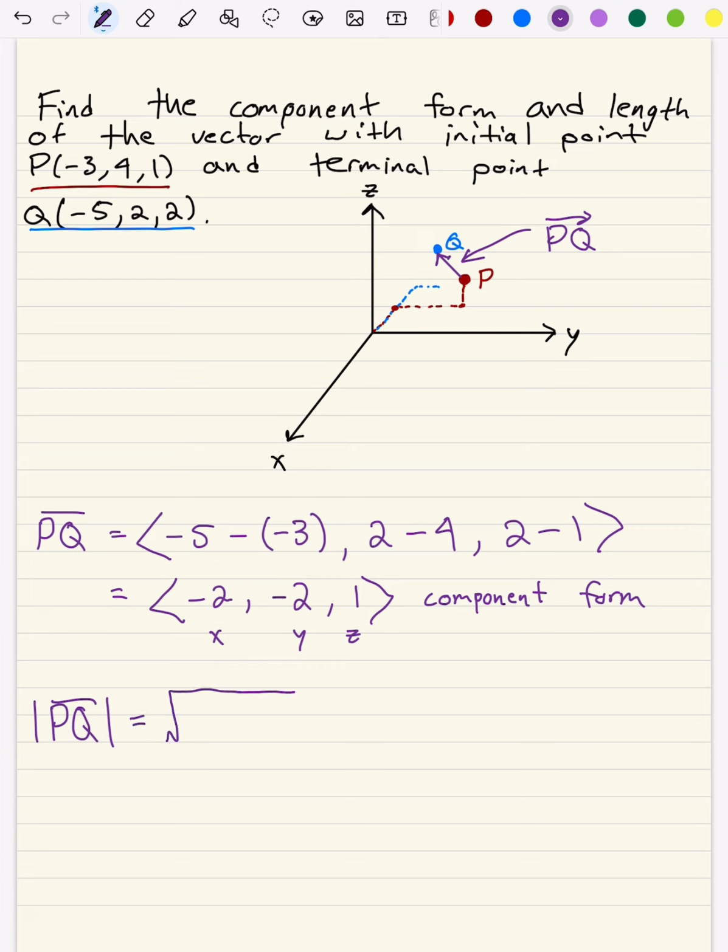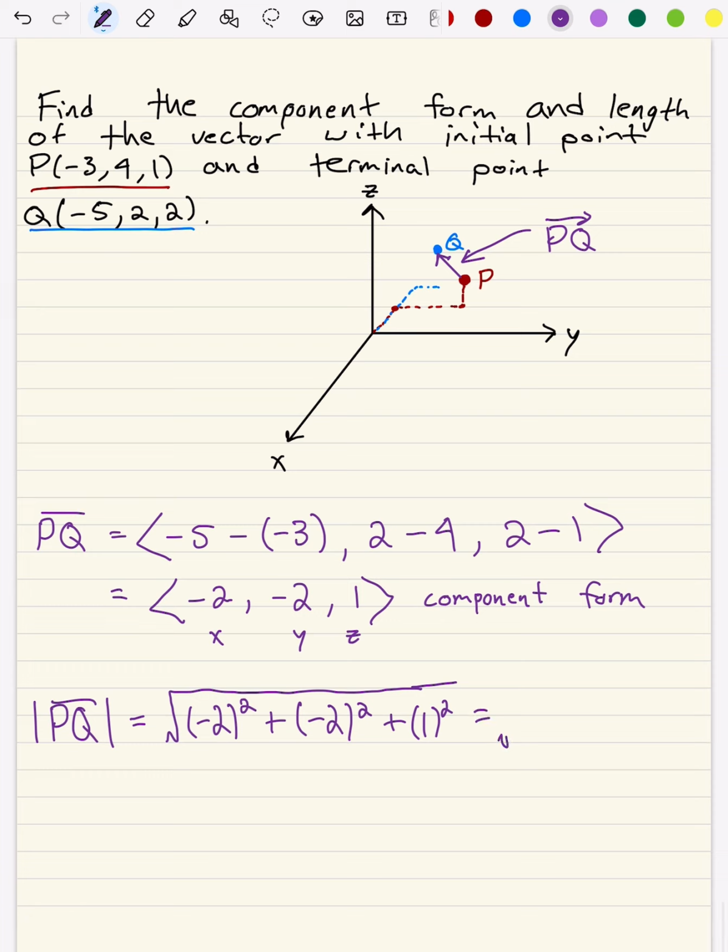So we're going to take the square root of our final components for PQ, so -2 squared plus -2 squared plus 1 squared. All right, and again, these are just carrying straight down. And that's going to equal the square root of 4 plus 4 plus 1, which equals the square root of 9, which is 3. So the length of the vector PQ is 3.